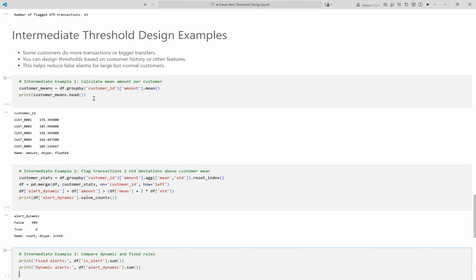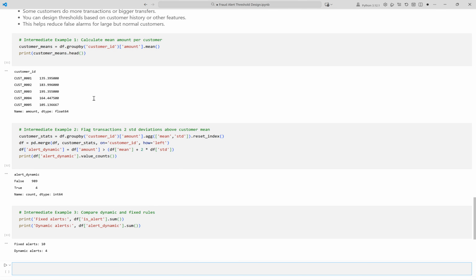Running the cell now. This output compares the number of alerts triggered by a fixed threshold versus a dynamic, customer-tailored threshold. Notice that fixed rules generate more alerts, 10, while dynamic rules reduce alerts to 4, demonstrating how personalized thresholds can lower false alarms for customers with varying transaction behaviors. This aligns with the lesson's goal of designing smarter, adaptive alerts based on individual customer history.